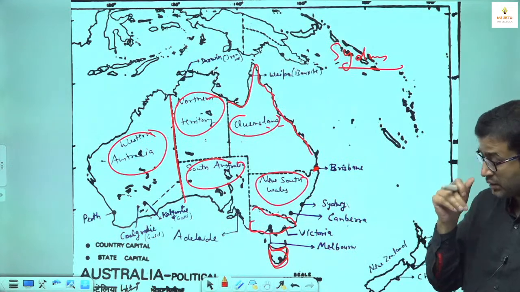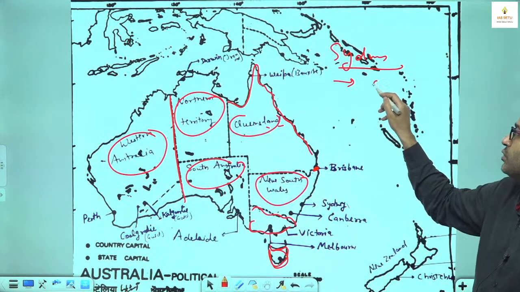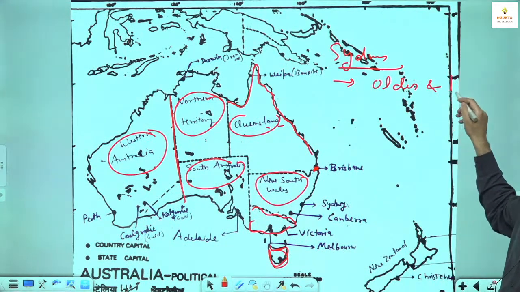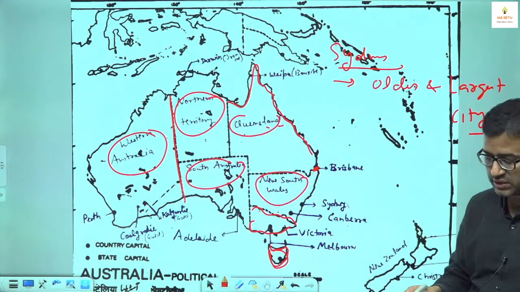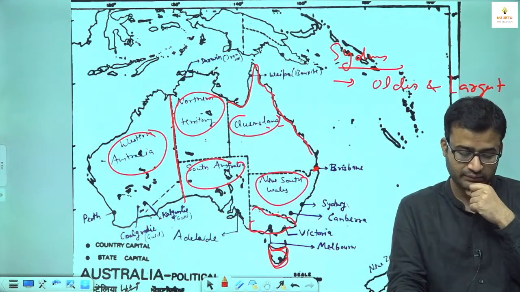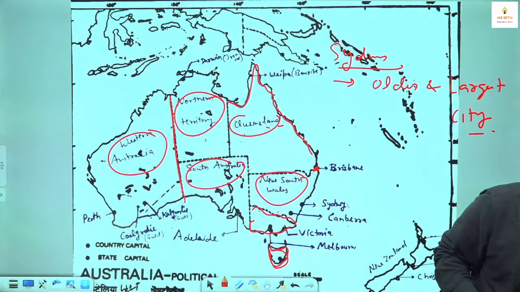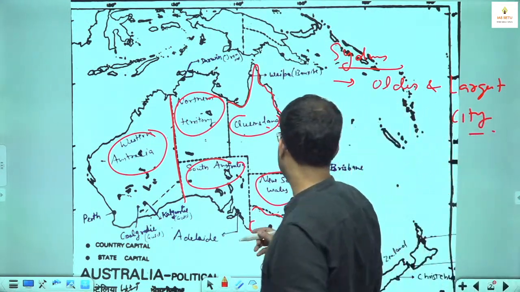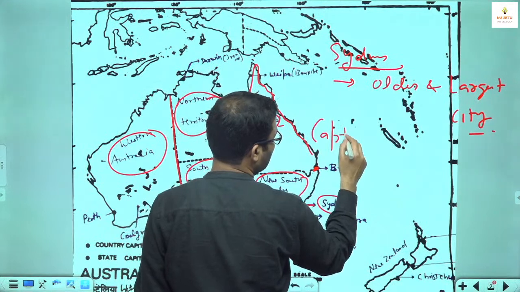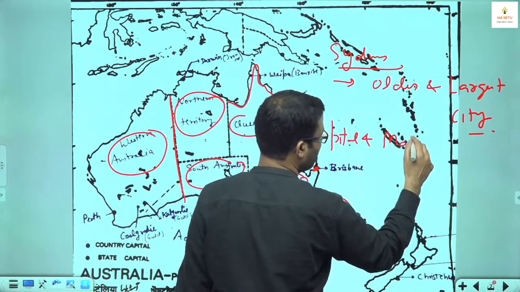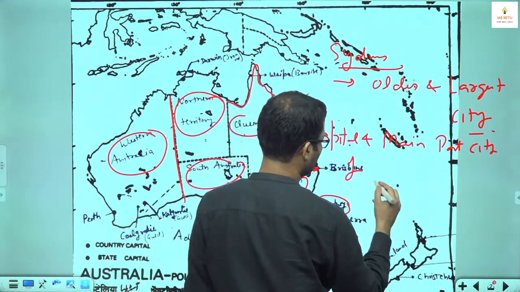So next is Sydney. For Sydney, you can note down it is Australia's oldest and largest city, the oldest and the largest city. It is the capital and main port city of New South Wales.